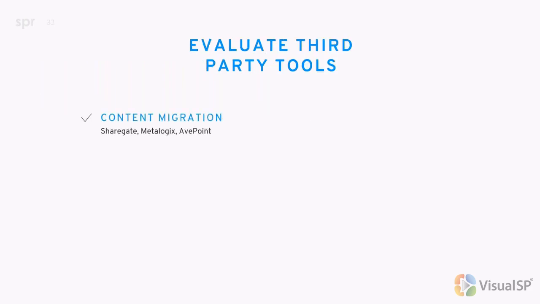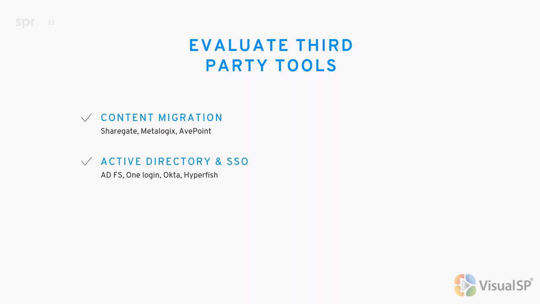There's a whole bunch of other third-party tools for content migration. The three big ones are ShareGate, Metalogix, and AvePoint. There are others as well, BitTitan, I think I should mention as well. But they can help move email, SharePoint data, files, etc. to Office 365, making it a little bit easier than if you just did it yourself or used the built-in Office 365 capabilities.